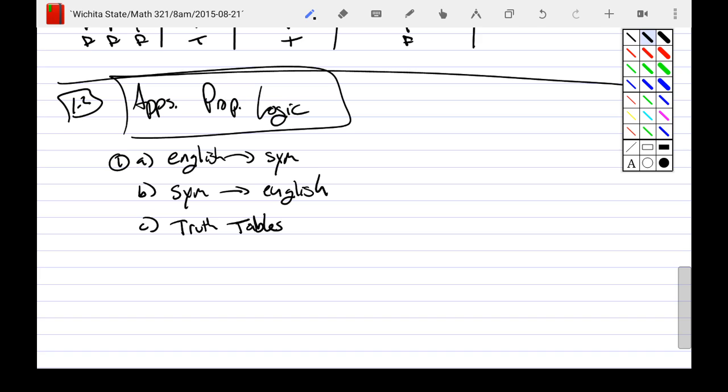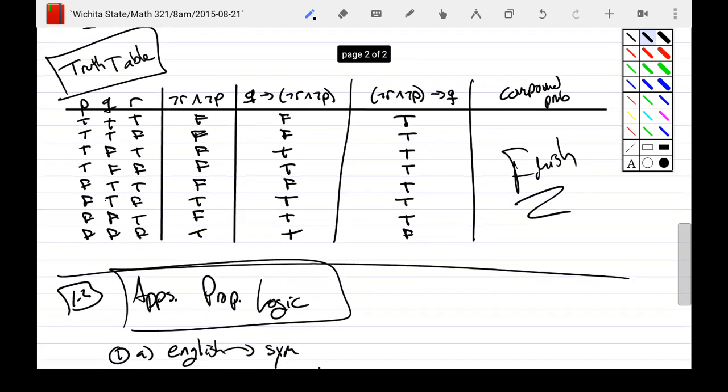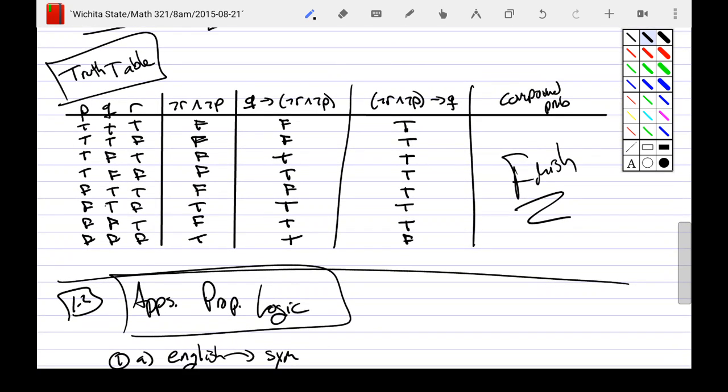And for us, truth tables are not truth tables because I want you guys to write a bunch of T's and F's. T's and F's, that's a truth table. Zeros and ones, that's a bit table. That is not a truth table.